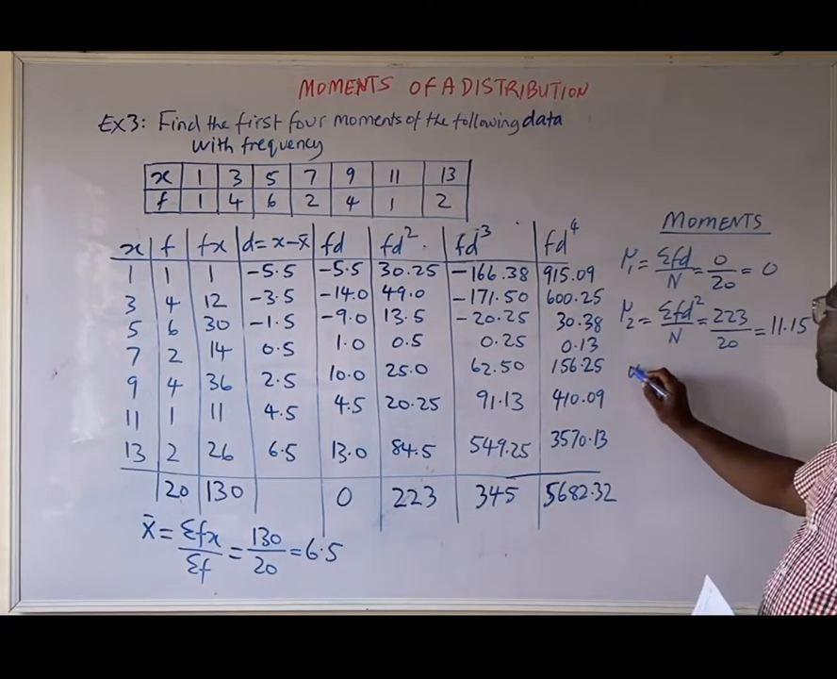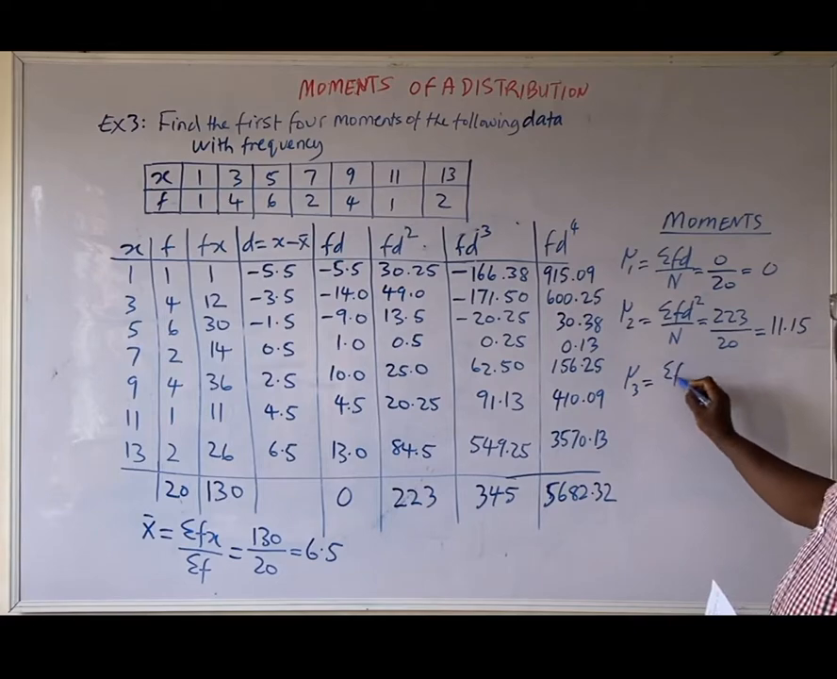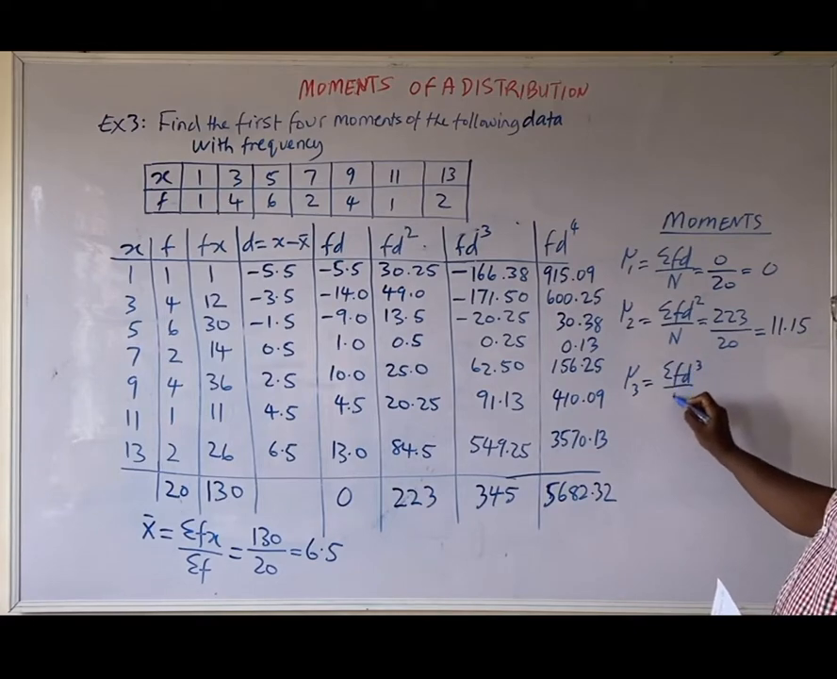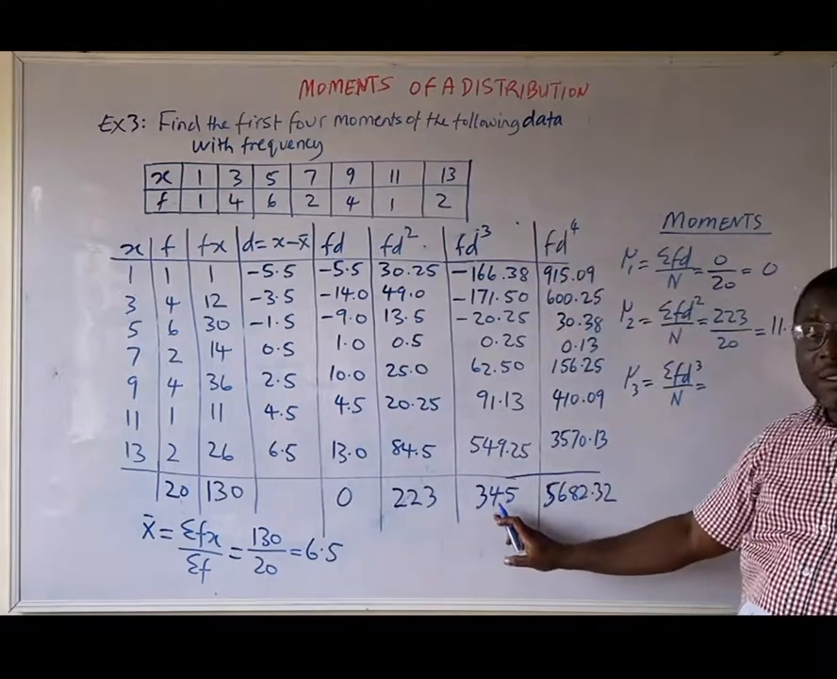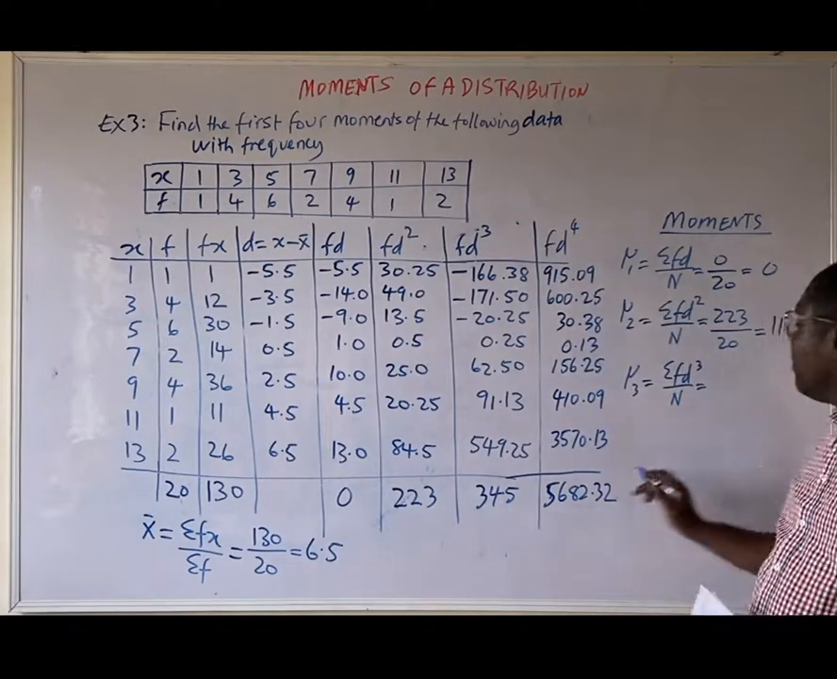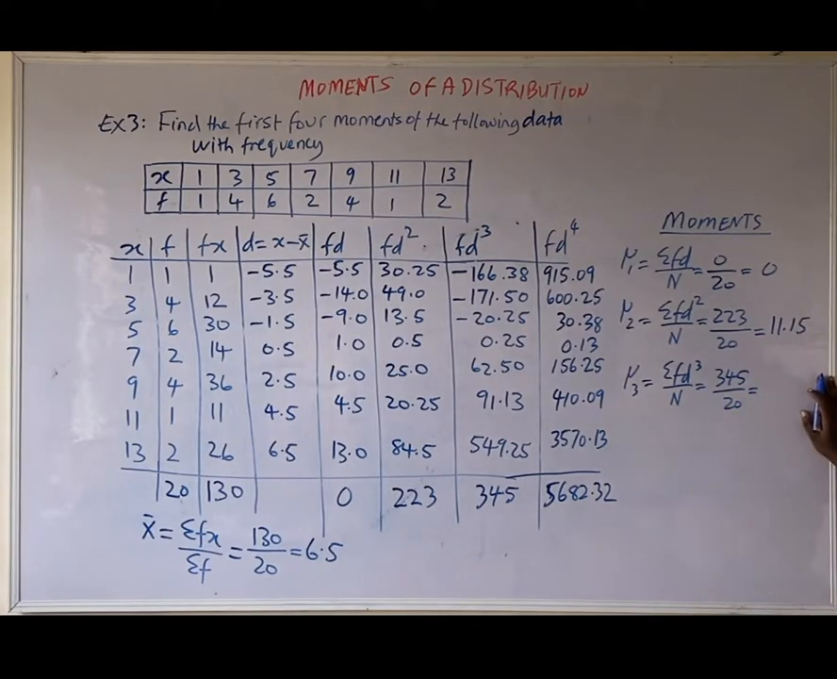Then we have our third moment, or third degree of deviation. We have summation FD raised to power 3 all over N. And the summation is 345. So 345 divided by 20. What do we have? My answer here is 17.25.